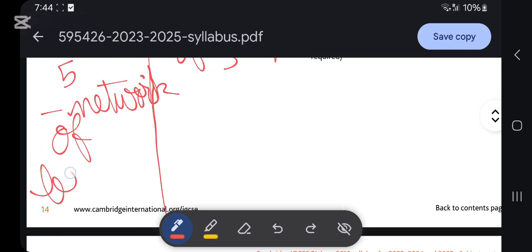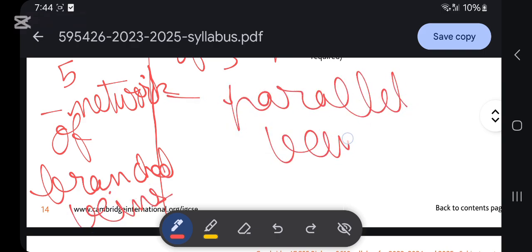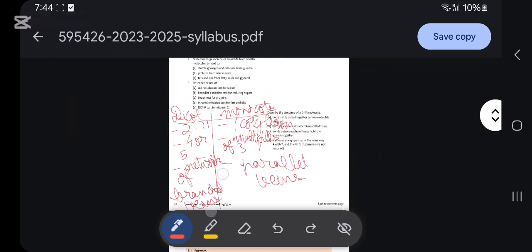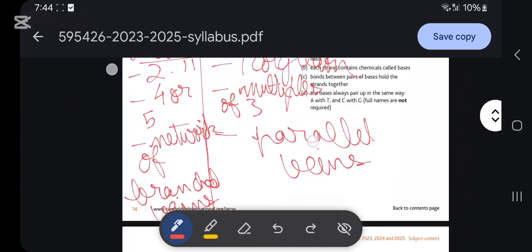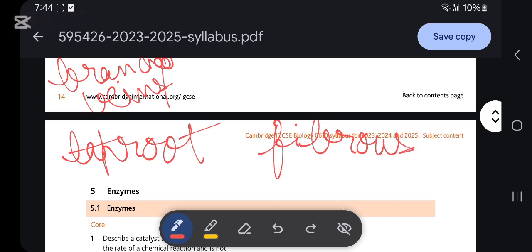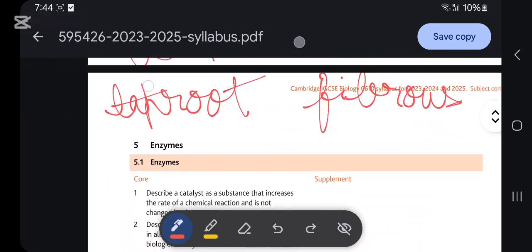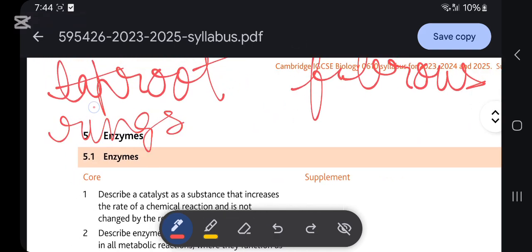Okay, of branched veins, and they have parallel veins. Make sure you see a picture of them, because you can be asked to identify as well. And then the dicots, basically they have a taproot system, whereas monocots have a fibrous root system. Fibrous root means their roots grow directly from the stem. Then you should know that dicot vascular bundles are arranged in a ring, and monocot vascular bundles are arranged randomly.